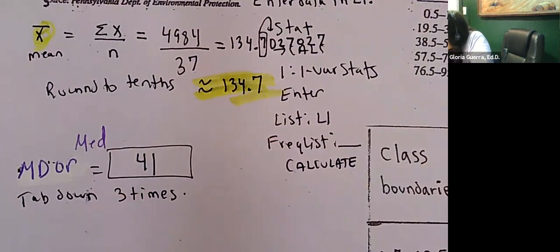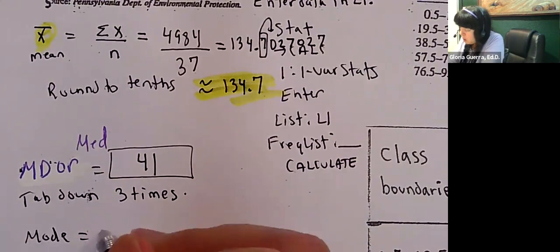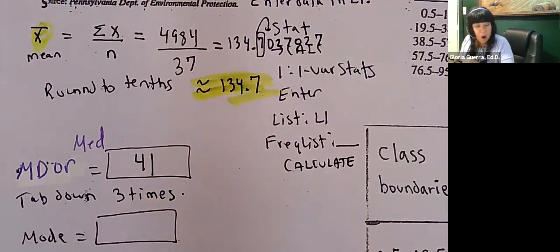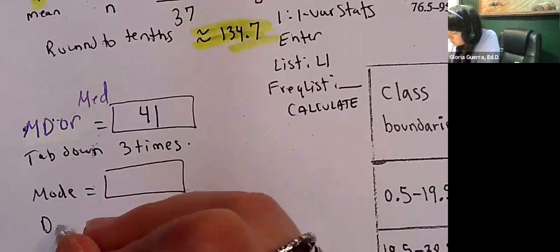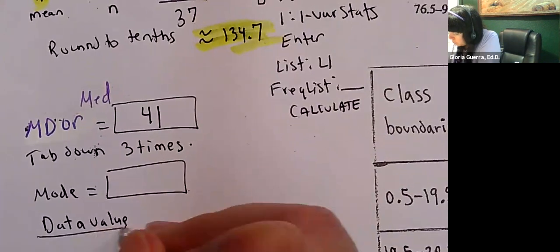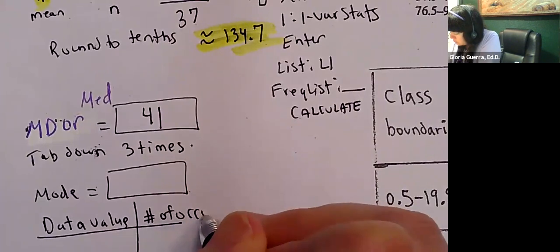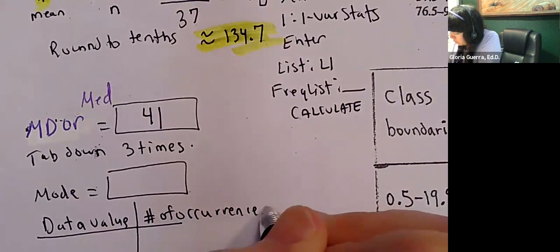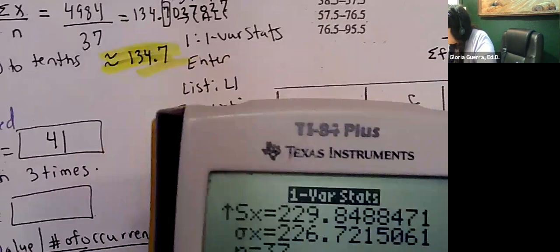So find the mean, find the median, find the mode. The mode is, remember, with the mode I have data value and number of occurrences. And I'm going to sort the data. I already have the data in there.